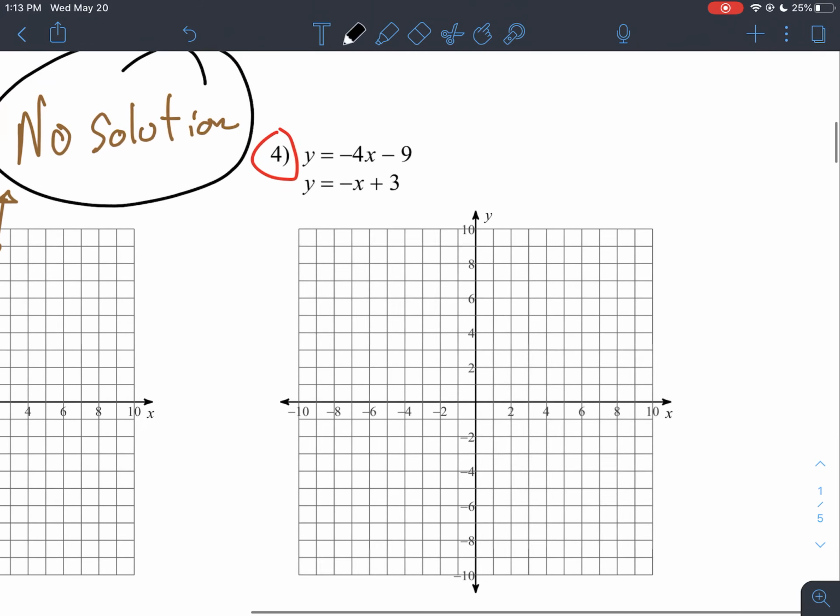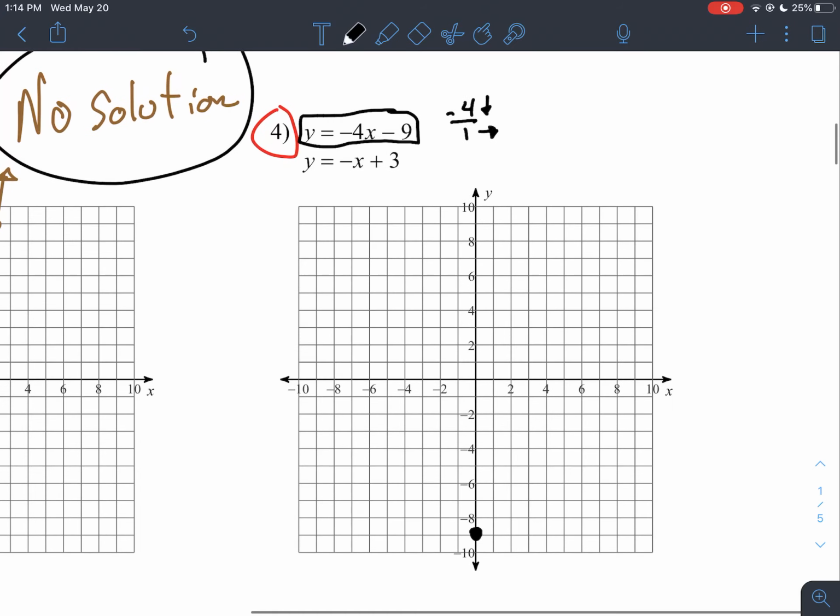One last one to take a look at here. We'll call this the black equation. So we've got negative 4x minus 9. So my slope is going to be negative 4 over 1. Remember, anytime you've got a number like that, you can write it over 1. And that negative is going to stay up top. So this is going to tell me to go down 4 and right 1. So for the black one, we're looking at a y-intercept of negative 9. So 0, negative 9. This is where my slope is going to be.